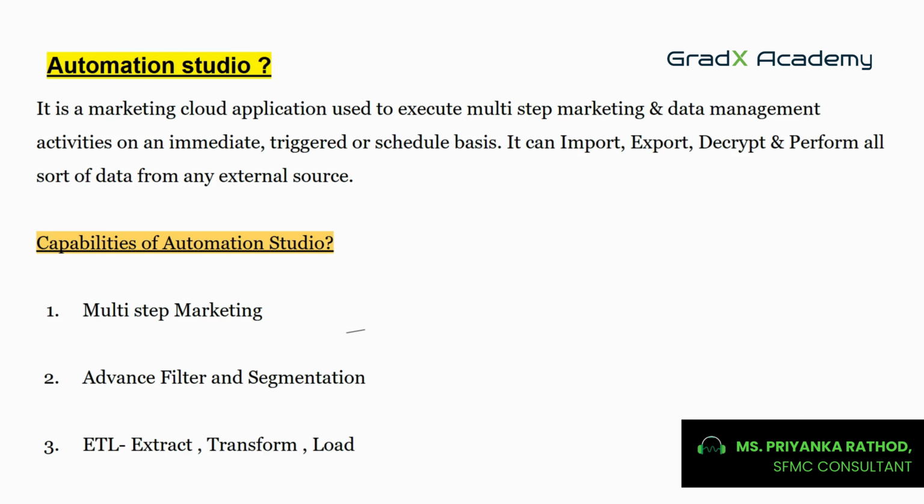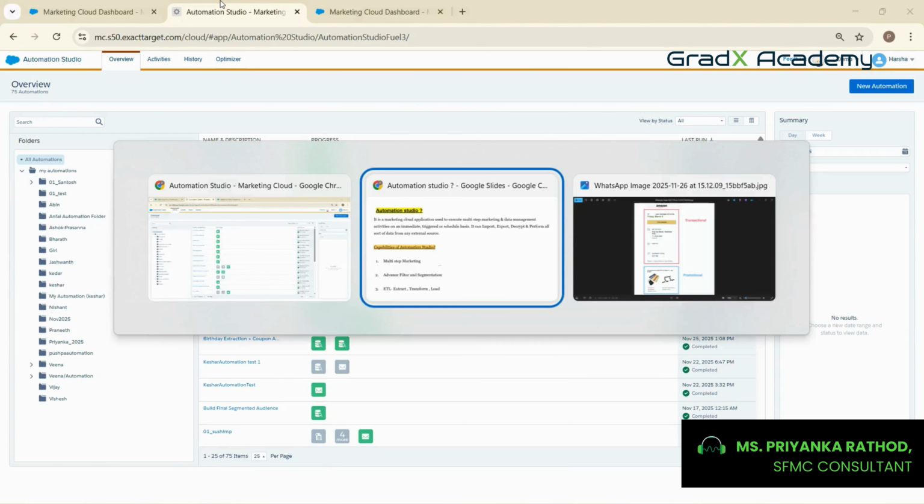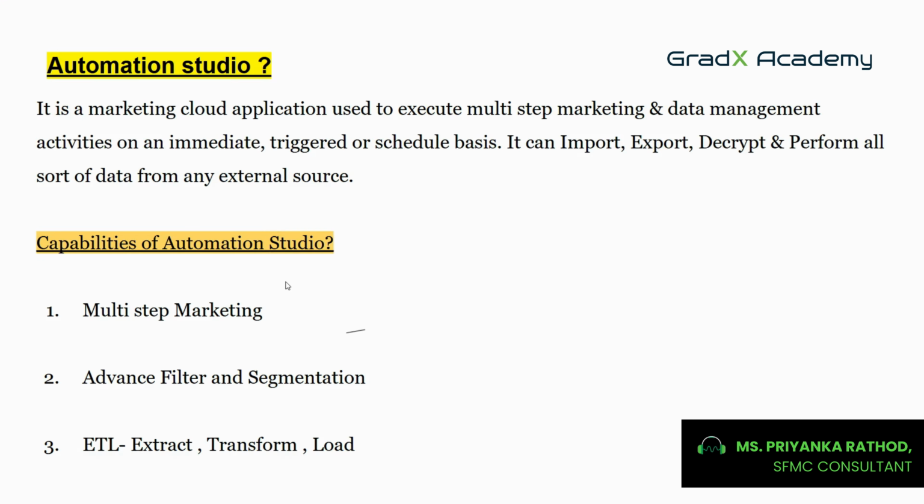So Automation Studio, if you can see here, is a part of Journey Builder. Now, from the capabilities of Automation Studio, we're going to learn more about it. The first and foremost capability of Automation Studio is that it is multi-step marketing. In Automation Studio we play with data, meaning it makes data in the format that we want.